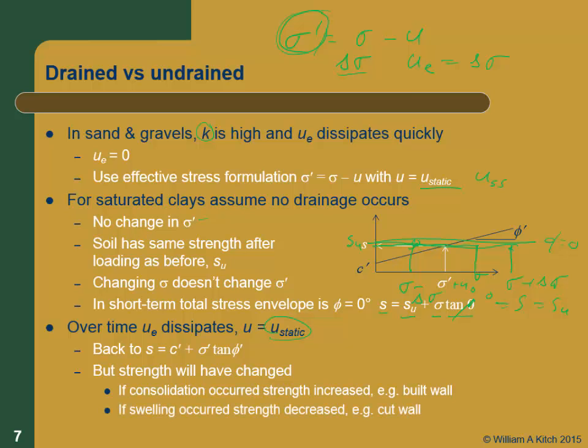But if we're doing a cut wall, well, we're unloading the soil on one side. That soil eventually is going to swell. When it swells, the effective stress is going down. It's actually going to have a lower strength. So it's critical that we have the correct strength parameters afterwards. But if we get the correct C prime and phi prime afterwards, in the long term, we can set our pore pressures back to u static or u steady state, whichever is appropriate, and we can do an effective stress analysis.